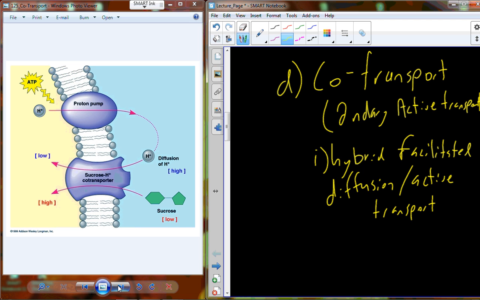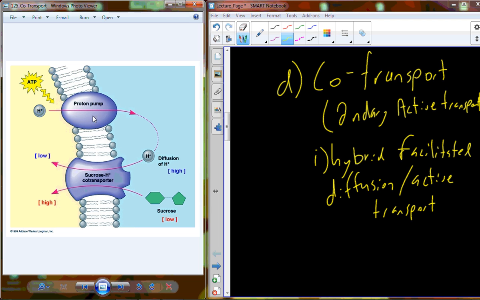So the example that you can see here, I'm going to have a proton pump moving hydrogen protons from a low concentration to a high concentration. And then that hydrogen pump that creates the concentration gradient, or maintains the concentration gradient that we can also call electrochemical gradient, that hydrogen passes through another facilitated diffusion protein down its concentration gradient. And when it does, the energy from moving down the concentration gradient can be used to facilitate the movement of a larger molecule like sucrose across the membrane.